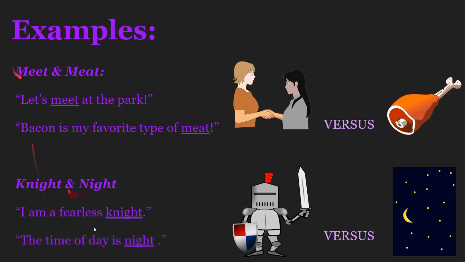So an example is meat and meat. As you can see, I said them both the same way, but this one has an A in it and this one has another E. They sound the same, but they mean two different things. And these are how they're used. Let's meet at the park. So it's like a meeting, as shown in this image. And bacon is my favorite type of meat, as in the kind that you eat, as you can see right here.